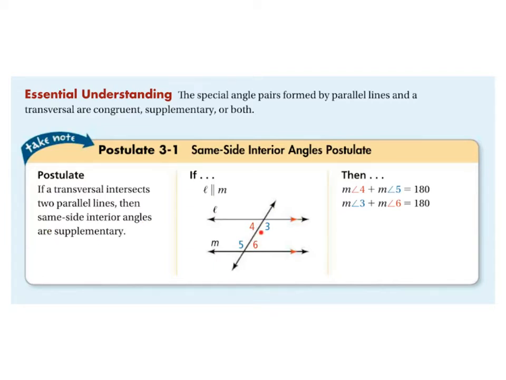Same side interior, so 3 and 6 are on the same side, on the interior of the two lines. They add to 180. And 4 and 5 are on the same side of that transversal in the interior of the two parallel lines, so 4 and 5 are also supplementary. Neat. That's really useful. We're going to use that, and we can take this postulate and prove things now that we know this.